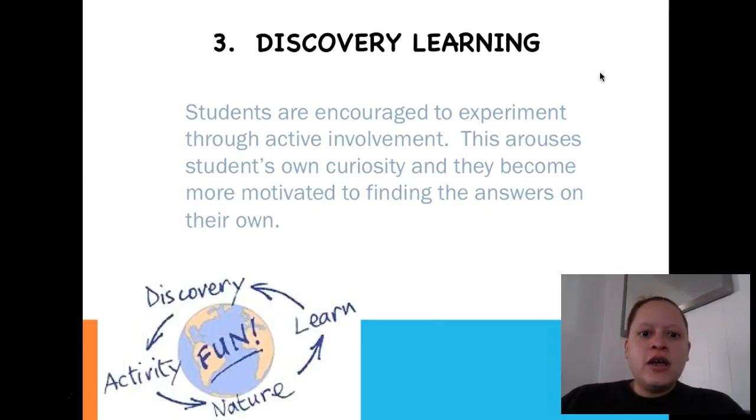Discovery learning. This is when students are encouraged to experiment through active involvement. This arouses students' own curiosity and they become more motivated to find the answers on their own. More like experiments and things like this. But with discovery learning, we have to be sure that what they're learning about connects to their life in some way. It's kind of student-directed learning.